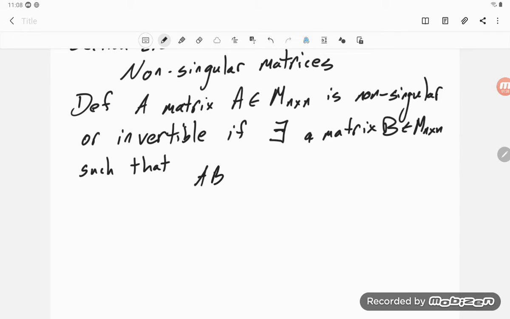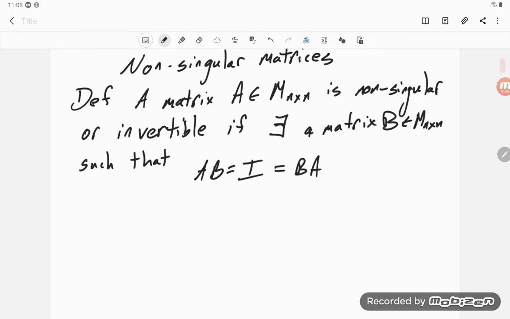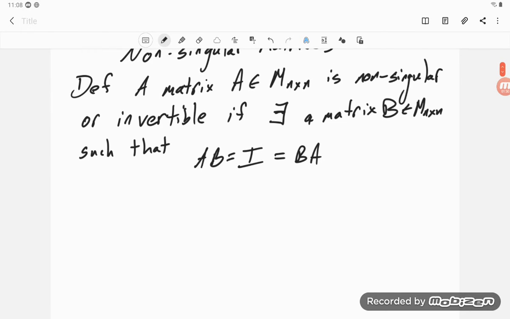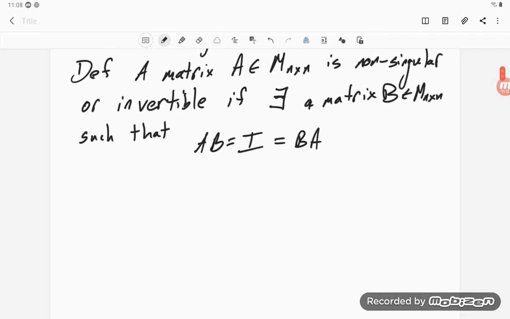if we take AB, we get the identity matrix. But also, if we take B times A, we get the identity matrix. So if A has a matrix like that associated with it, then it is called invertible or non-singular.